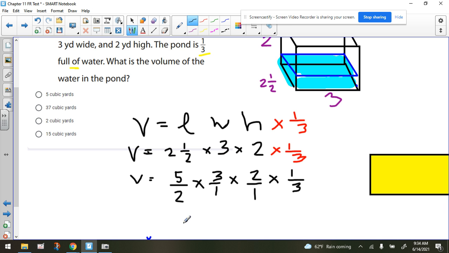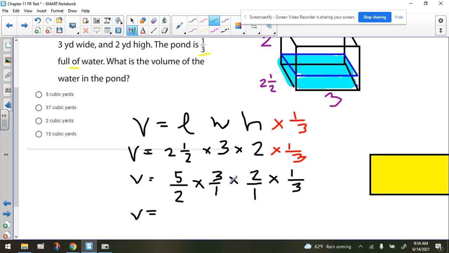All right, now the next step, you have the option of either going across and multiplying 5 times 3 times 2 times 1, coming up with a number, that would be your numerator, then doing 2 times 1 times 1 times 3. But I personally think it's going to be easier if we go ahead and simplify before we multiply, because then we can get our numbers to be much more user-friendly.